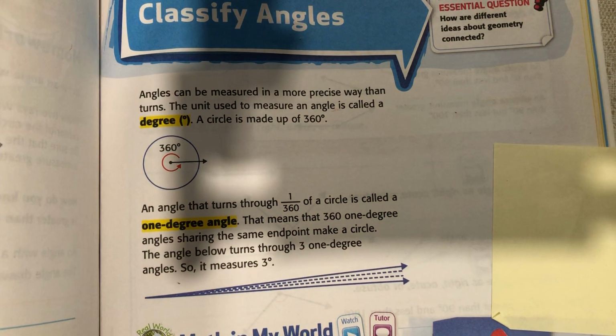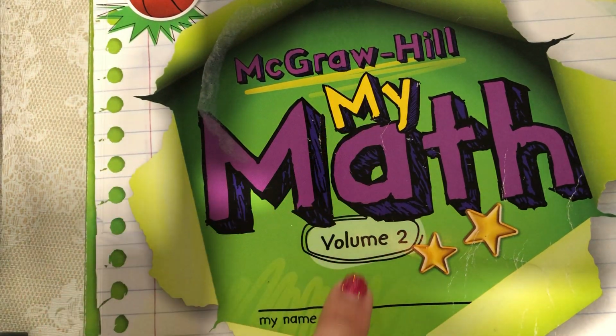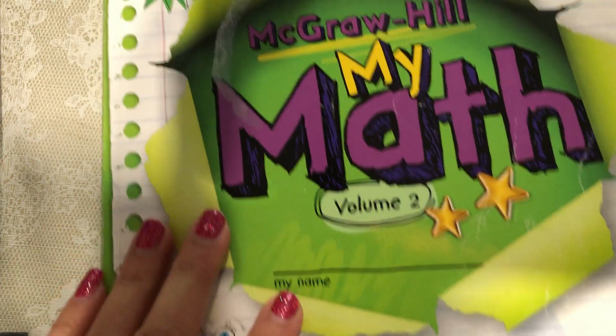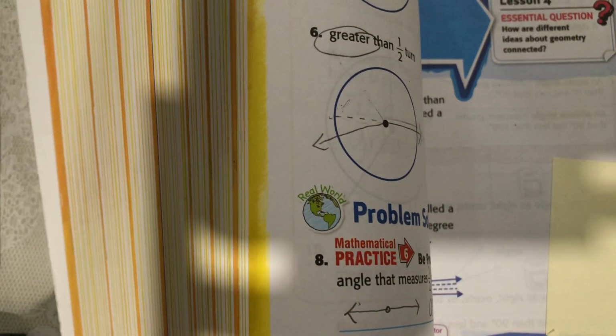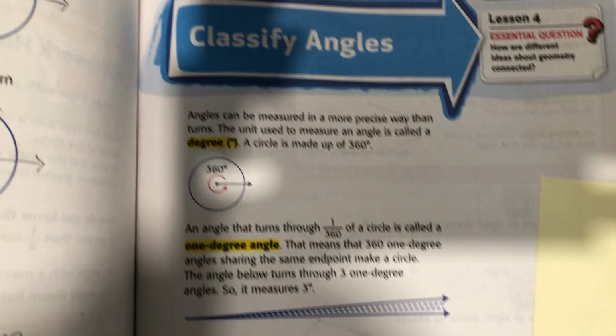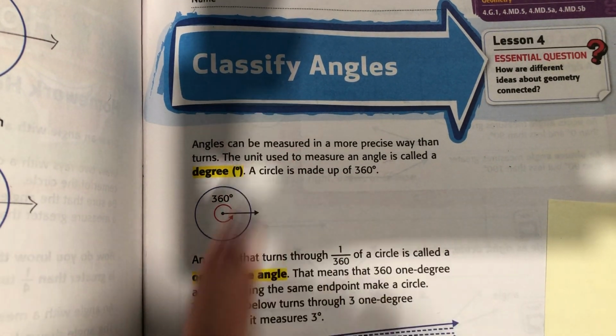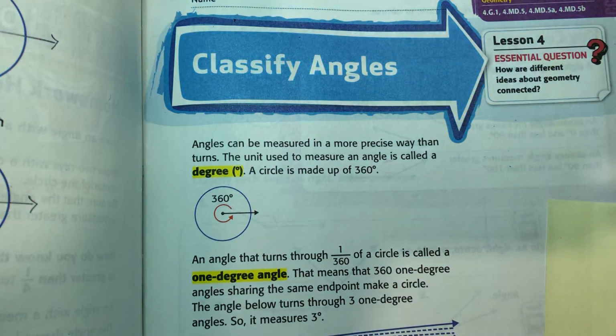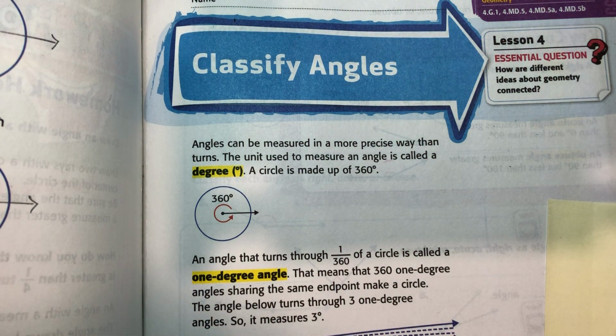Video on. Okay. My Math, Volume 2, Grade 4. We are on Chapter 14, Geometry. And today we're going to talk about classifying angles. Let's see if I can get rid of some of that glare.